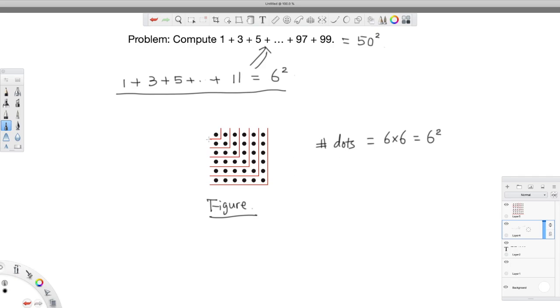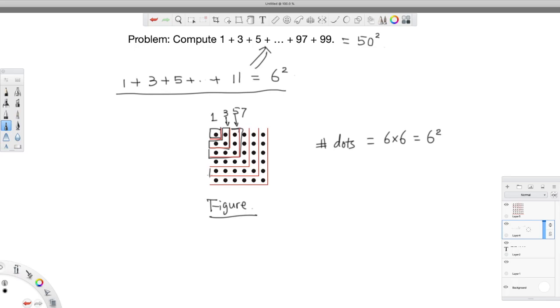Okay, so this is one way of counting the number of dots, right? Each row has 6 and then 6 rows. The total number of dots is 6 squared. The second way of counting, I'm going to look at this kind of triangle shape. So first I'm looking at this one. I'm going to count this one, and then this L shape, and then this L shape. So the first little square, there's 1 dot. This L shape has 3 dots. And this L shape has 5 dots. And this L shape is going to have 7 dots.